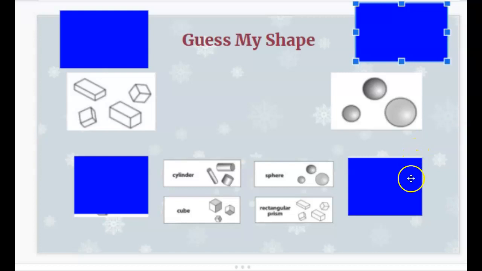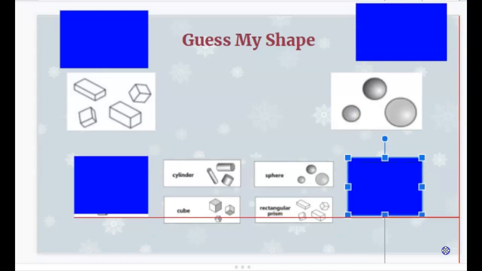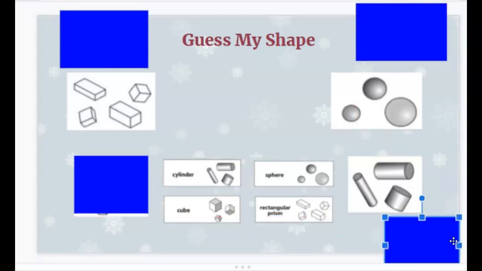Let's come down and try this one. Okay, this is another shape that has 0 vertices. It's also another shape that I can roll, and it has curved sides. What is the name of that shape? It's a strange sounding word. Think of it in your head. Let's take a look on 3. 1, 2, 3, and it is a cylinder, right.